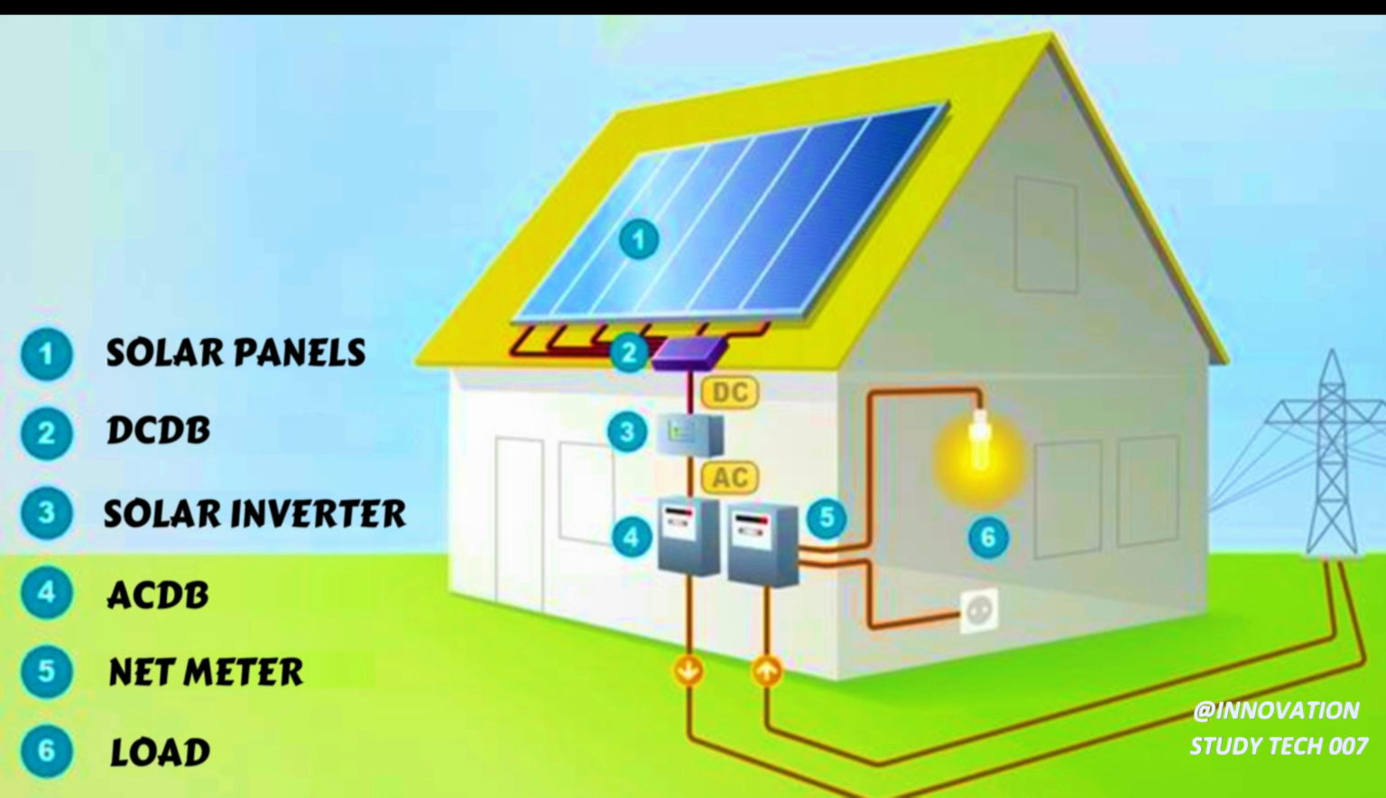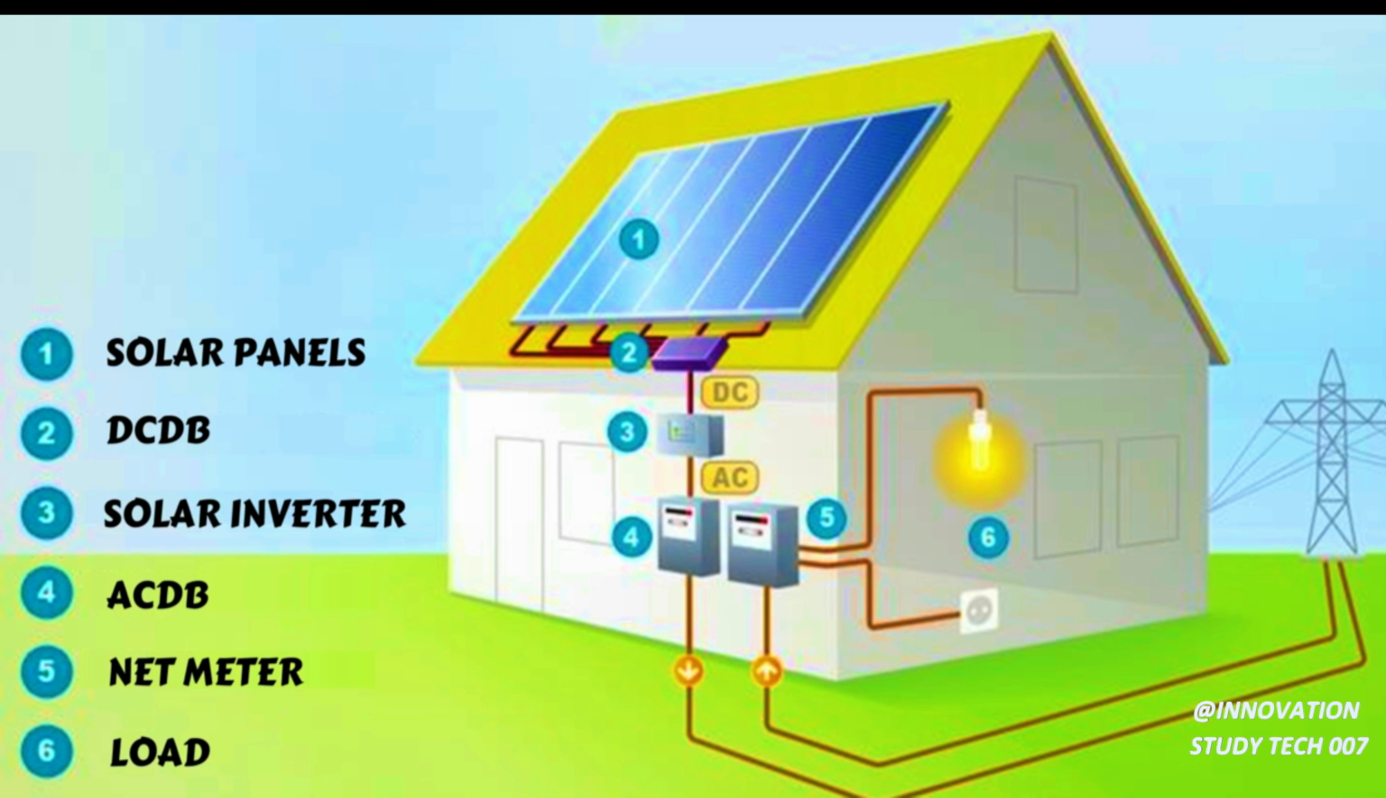Number two component is the DCDB, or DC distribution box. It is required for connecting the solar panels. Number three component is the solar inverter. It is required to convert DC electricity into AC electricity. Number four component is the ACDB, also called the AC distribution box. It is required to connect the inverter with the load equipments.